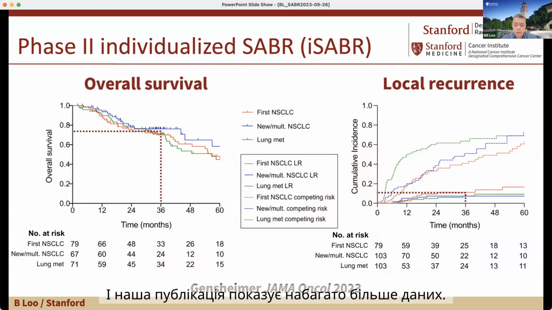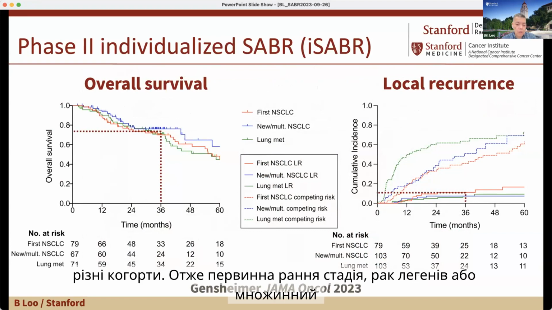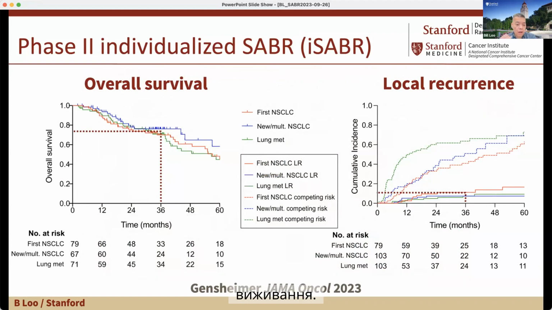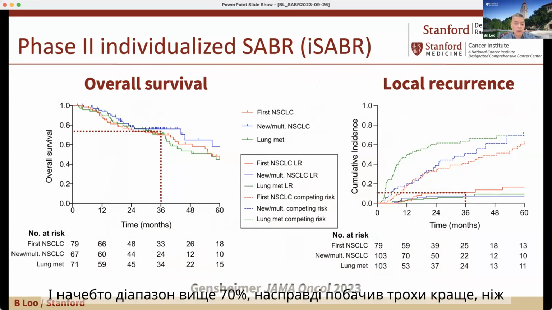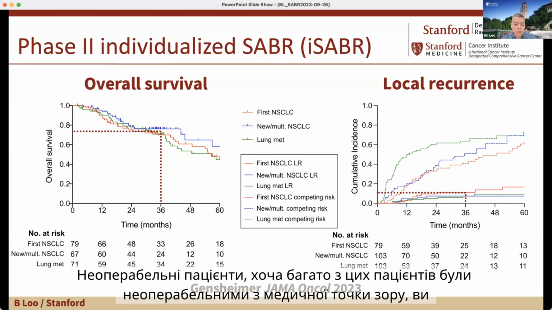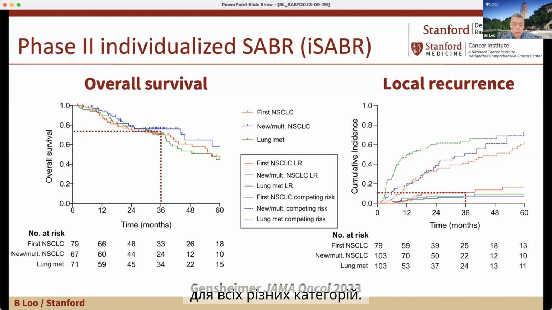Our publication shows a lot more of the data. This is just one of the summary results, which is our overall survival in the different cohorts: primary early stage lung cancer, multiple early stage lung cancers, or lung metastases. Our 3-year overall survival was above the 70% range, which is quite a bit better than the historical results for medically inoperable patients, even though many of these patients were medically inoperable. And you can see that our local recurrence rates were under 10% for all the different categories.